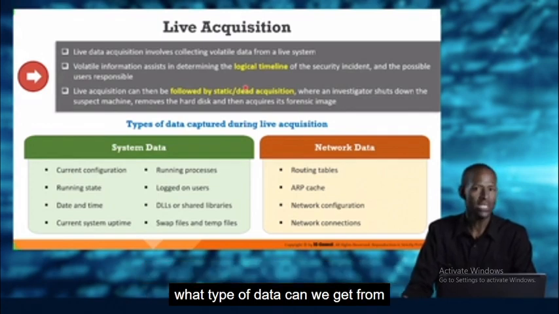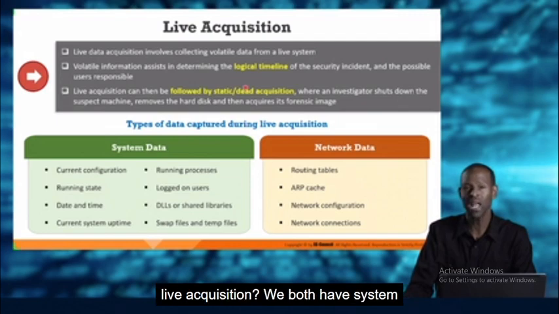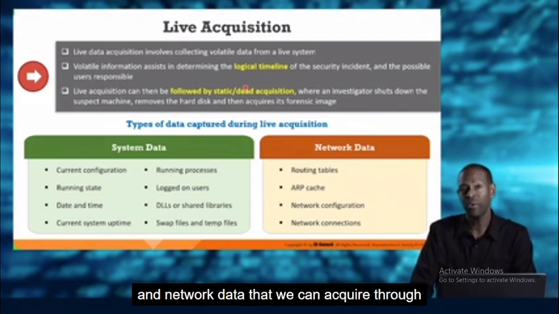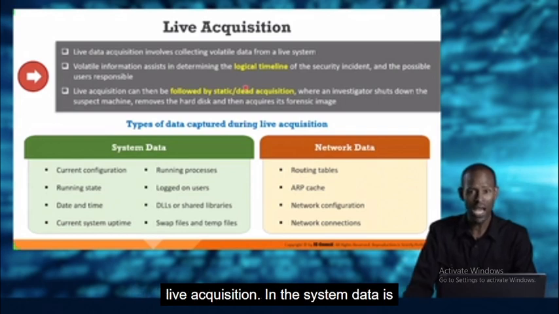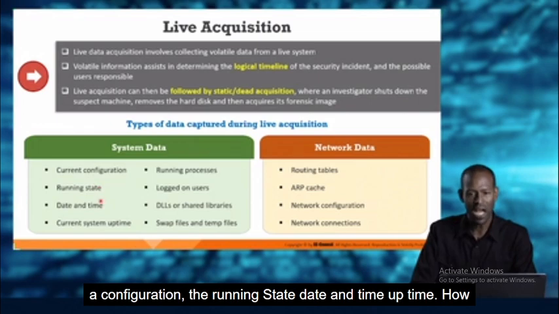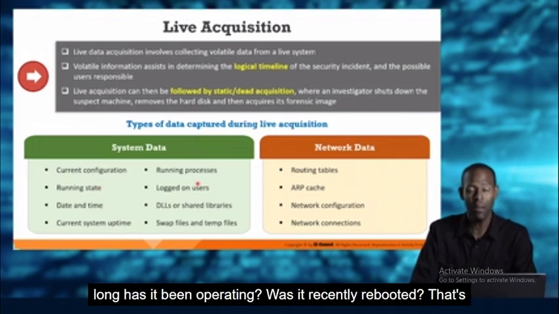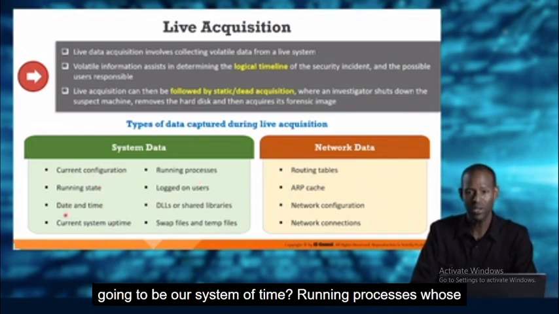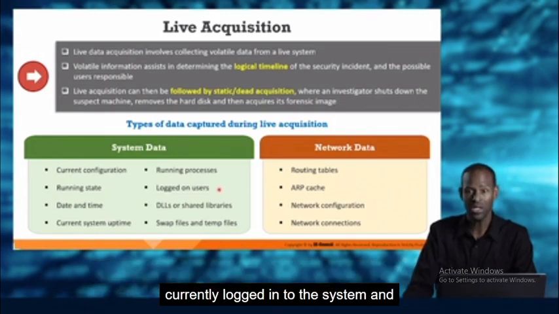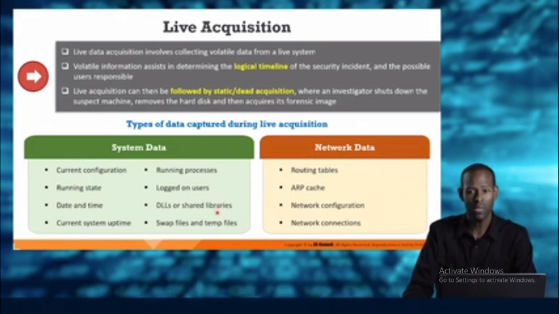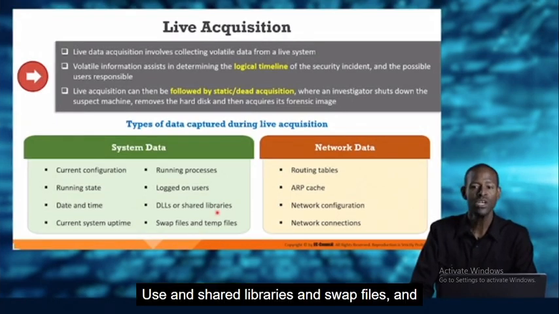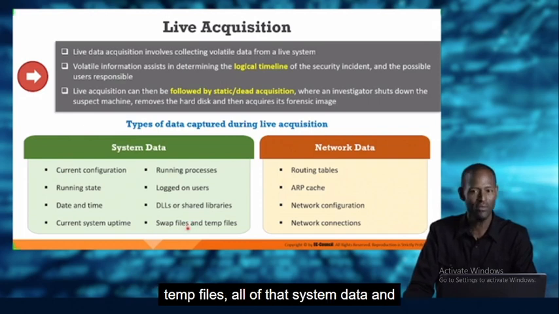So what type of data can we get from live acquisition? We both have system and network data that we can acquire through live acquisition. And the system data is the configuration, the running state, date and time, uptime. How long has it been operating? Was it recently rebooted? That's going to be our system uptime. Running processes, who's currently logged in to the system, any DLLs that are currently up and being used, and shared libraries and swap files and temp files, all of that.